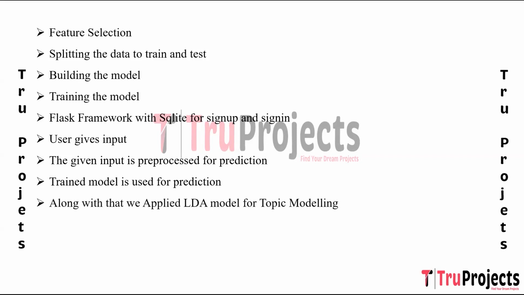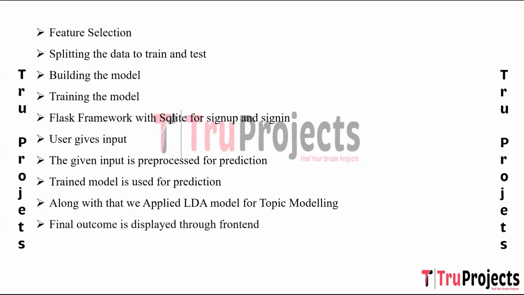Along with that, we applied the LDA model for topic modeling. Latent Dirichlet Allocation, LDA, is a probabilistic topic modeling technique used to discover latent topics within a collection of documents. LDA can be applied to identify dominant topics present in the text data, providing additional insights beyond sentiment analysis. This module involves applying LDA to the text data to extract and visualize topics present in the input.